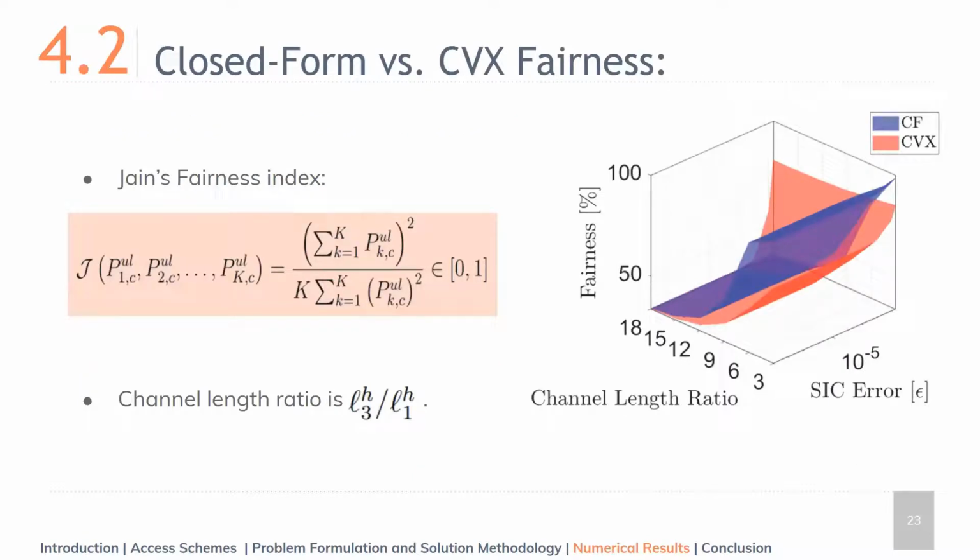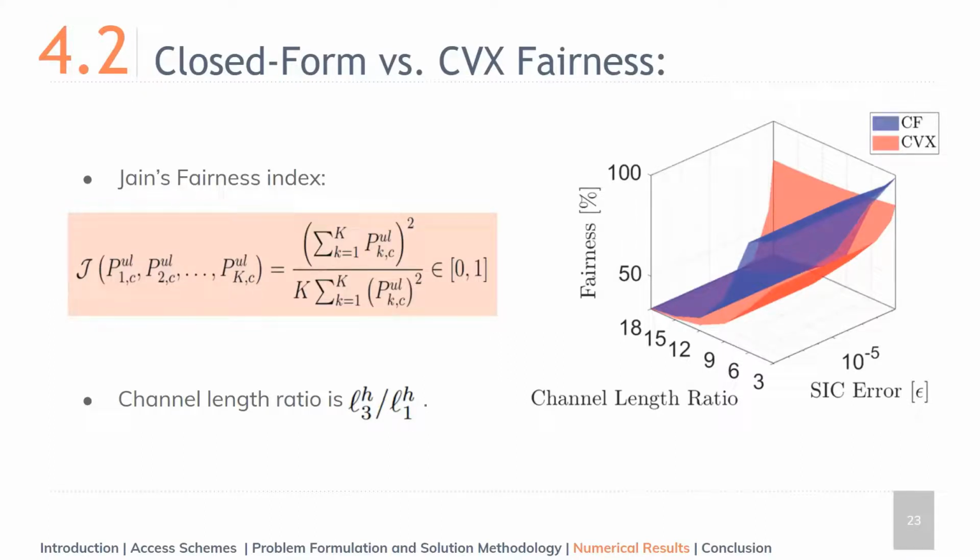Another important metric is the fairness in power allocation for both methods. So we exploited Jain's fairness index, and we plotted this with respect to SIC and channel length ratio. The channel length ratio is modeled as the ratio of the channel lengths of the furthest away node to the hub and the closest node to the hub, fixing the closest node to the hub at 10 centimeters, while sweeping the other node from 30 to 180 centimeters.